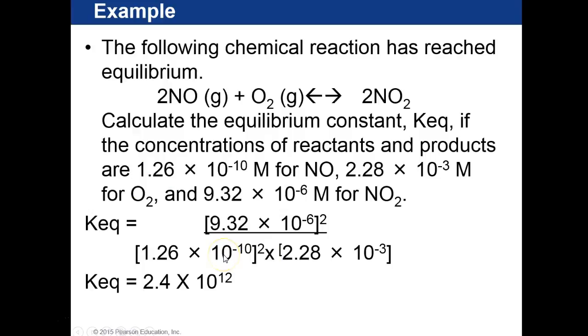All I'm doing is filling it in, products over reactants. The second reactant, okay, we have to multiply it, is 2.28 times 10 to the negative third. That's for oxygen. We don't have a 2 in front of the oxygen, so we don't square it.